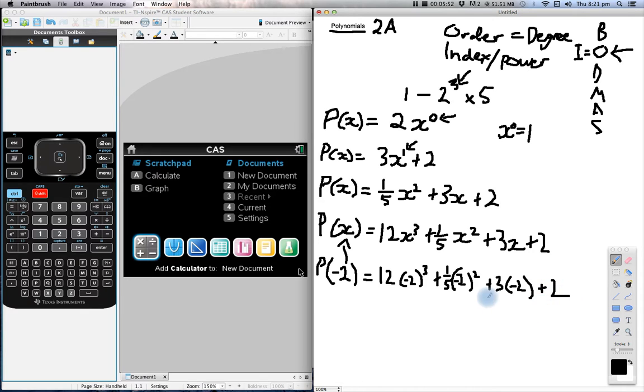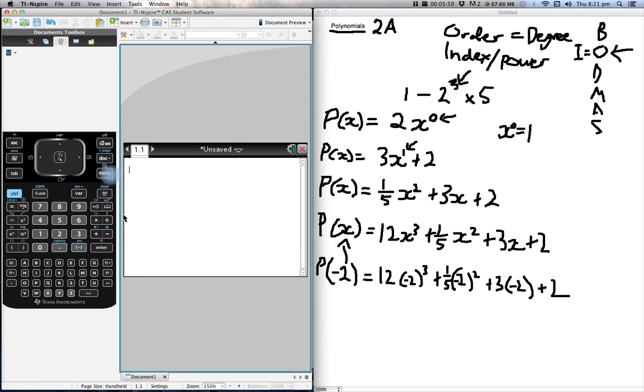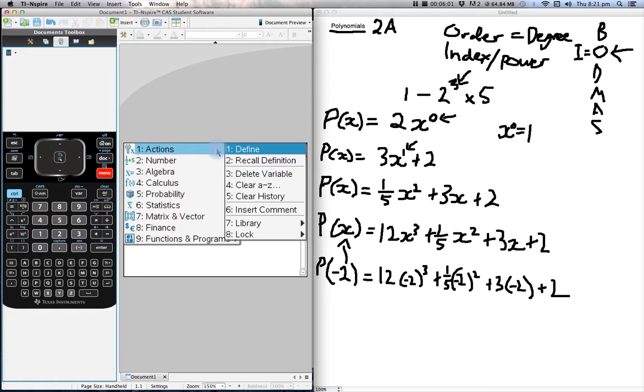And because I'm lazy, at this point I'm just going to use the CAS calculator. So I'm going to grab a calculator page. I'm going to define my polynomial.